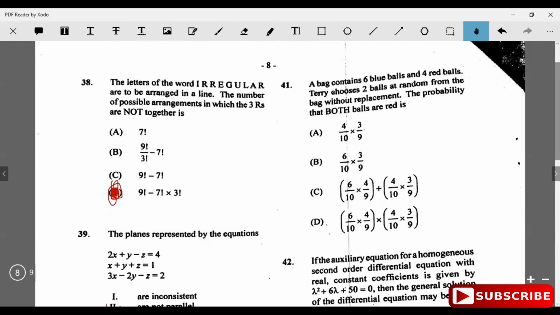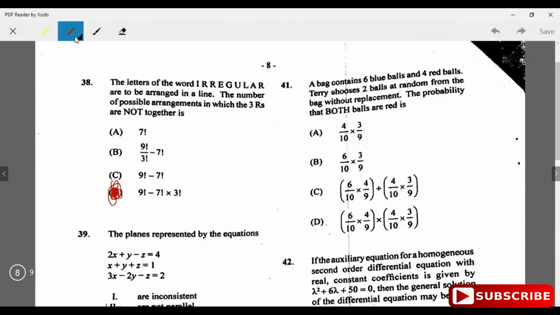Question 41. Look at it. Just tell me, it's a repeat. A. So, are you sure? Both are red. 4 out of 10, 3 over 9. Yes, A. Very good. Nice.